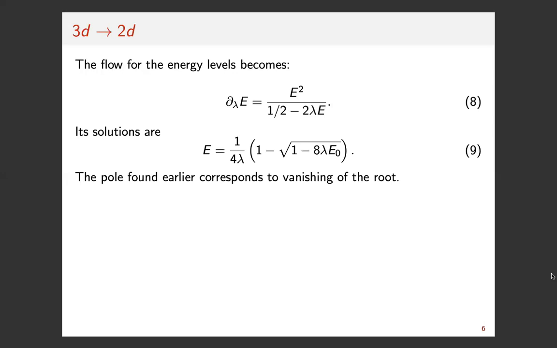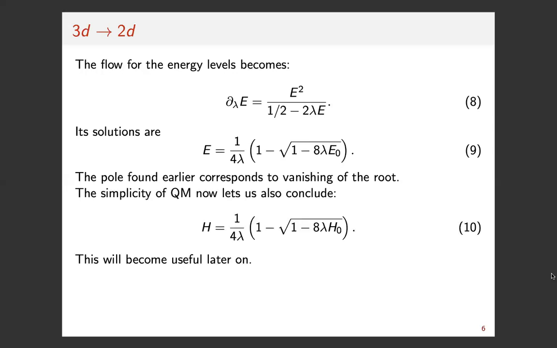And so at the vanishing of this root, at some point this root becomes complex, and that's exactly when the energy is 1/4 lambda plus some extra imaginary part. So that explains that pole as well.